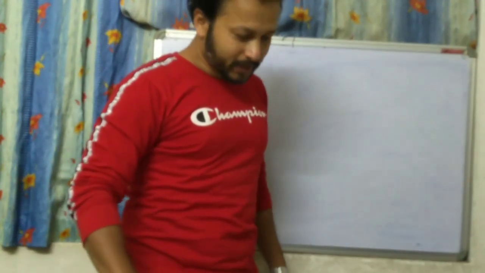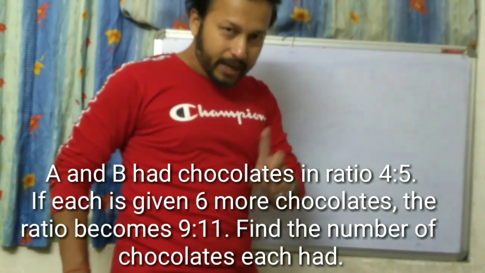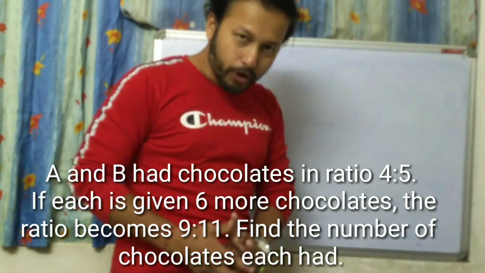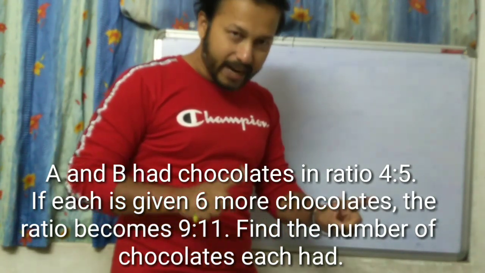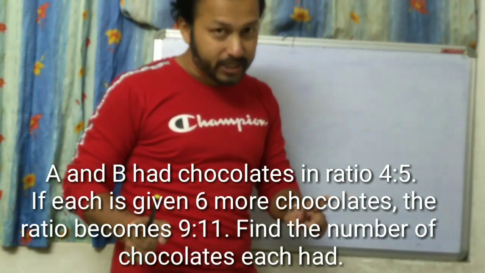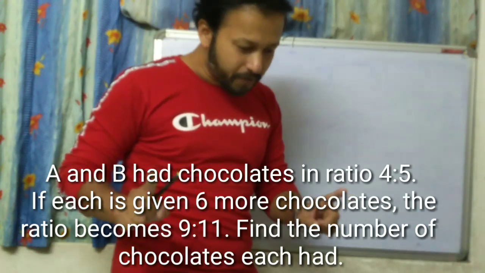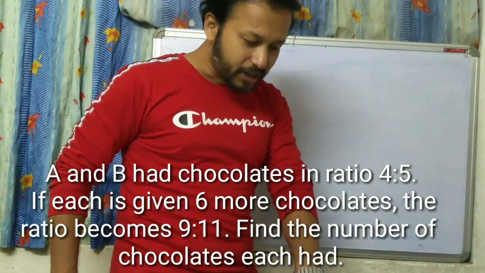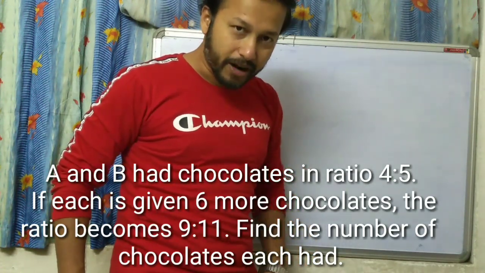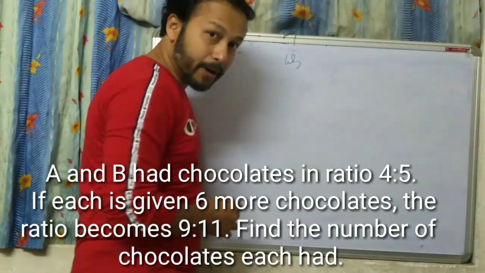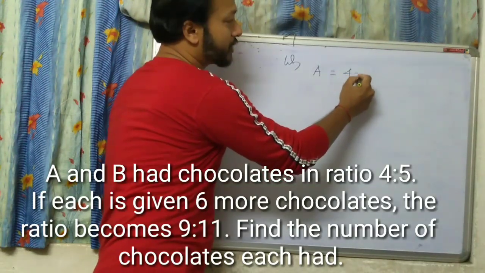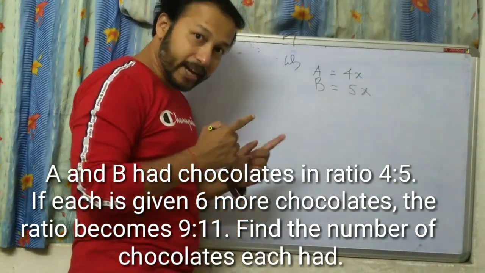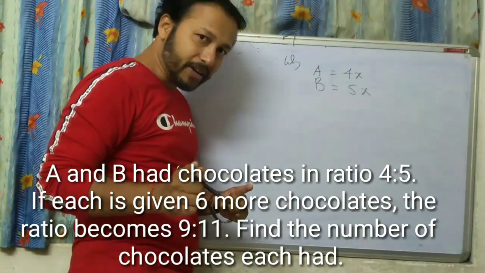Read the question carefully. In this question, two boys are given, A and B. A and B had chocolates in the ratio 4:5. Okay? Two boys A and B, and the ratio of the number of chocolates is 4:5. If each is given 6 more chocolates. First of all, from the first line, A and B had chocolates in the ratio 4:5. Let us consider, let the number of chocolate with A equal to 4x, right? Number of chocolate with B is 5x, got it? Number of chocolate for A 4x and number of chocolate B had 5x.